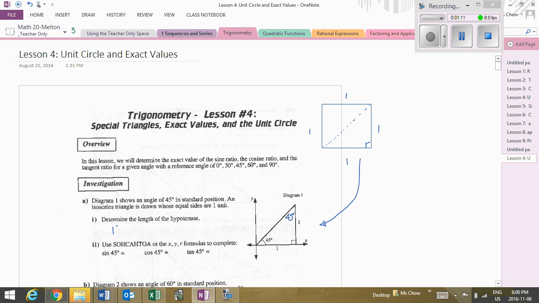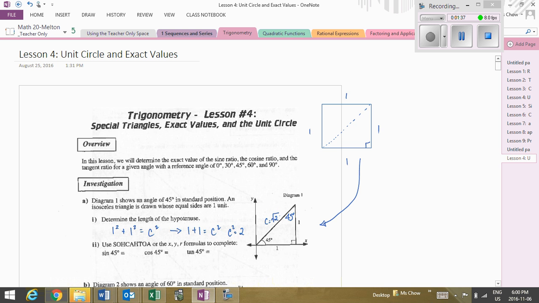So we know that 1 squared plus 1 squared will equal c squared, or the hypotenuse squared. And so that means that 1 plus 1 is equal to c squared, or c squared is equal to 2. Then we take the square root of both, and that tells us that c is equal to the square root of 2 in that particular case.